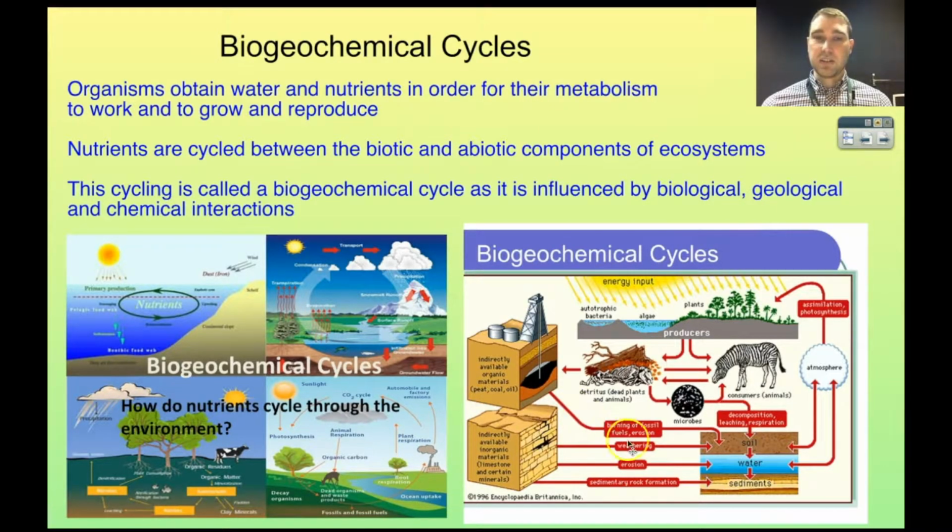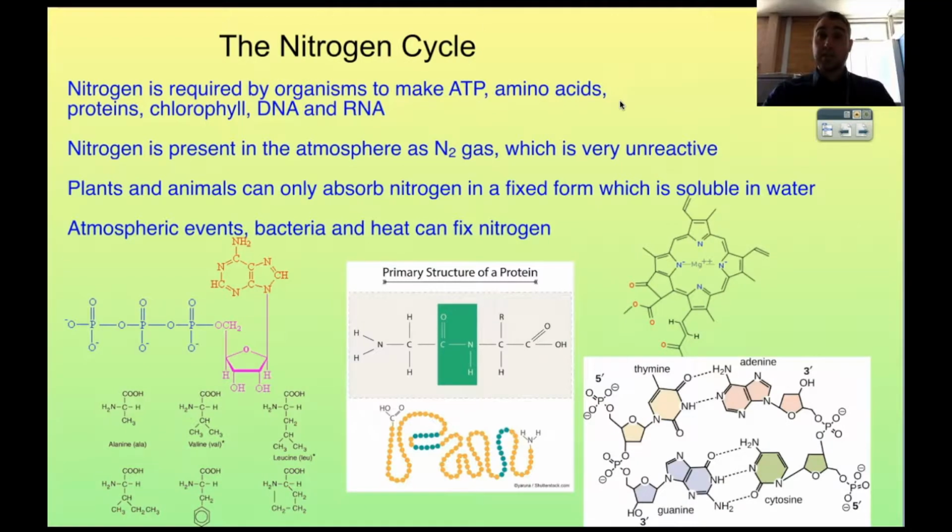If we have a look at this image down here, we can see we've got geology in terms of the rocks, we've got chemistry in terms of things like burning, and we've got biology in terms of microbes and consumers and plants over here, and algae as well. So we have biological, geological and chemical influences in terms of these substances that we're looking at and how they cycle through the world. So let's look at the nitrogen cycle.